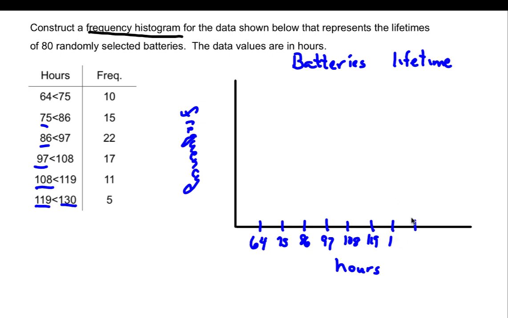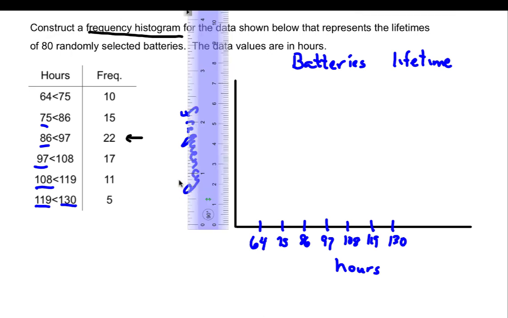Another method of labeling your x-axis on a histogram is to use your midpoint values for each interval. Okay, then I look at my frequencies. My frequencies range from 5 to 22, so I need to make some tick marks on my y-axis for my frequencies, and I need to make sure I go up to 22. So this is kind of like a choice. You have to decide what you count by. I think I'll count by 5s this time.